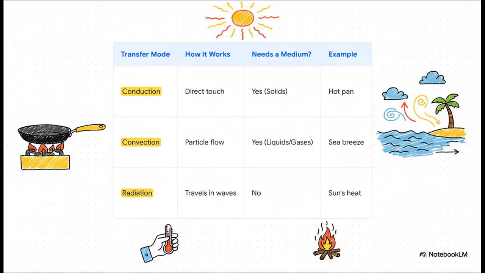Conduction is heat through touch, mainly in solids. Convection is heat through the actual flow of particles in liquids and gases. And radiation is heat that travels in waves and needs no medium at all. Remember this table, bachcho, and you will absolutely ace any question on this topic.